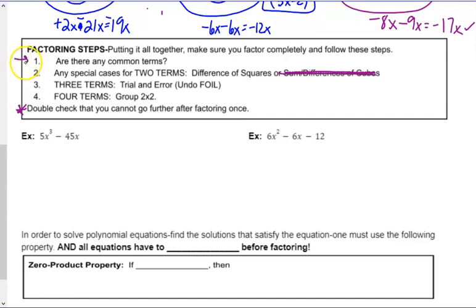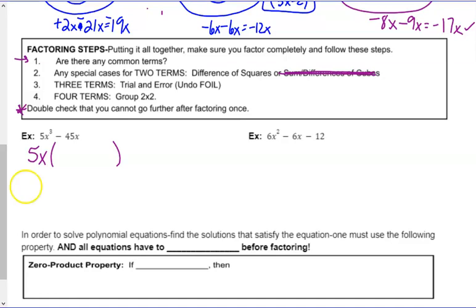First thing I want to look at, are there any common terms? Well, notice 5 does go into 45, so there is a common 5, and they have x's in common, but remember we take the lowest power, that's that invisible 1. So I'm going to take out a 5x out front, and I'm going to see what's left over.